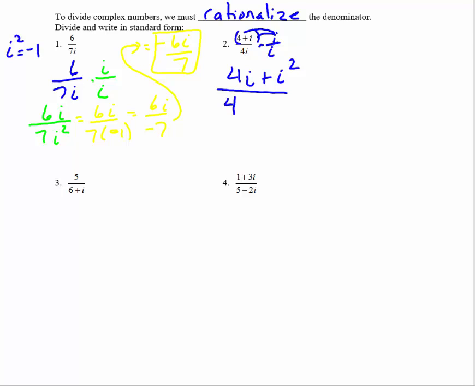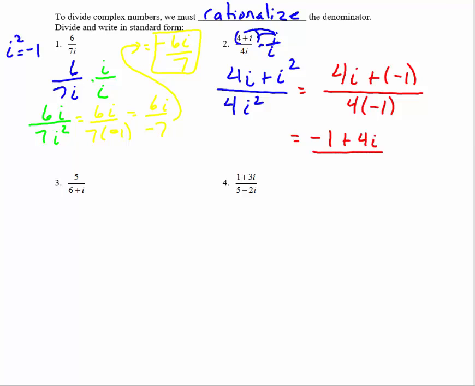On bottom we have the 4, and i times i is i squared. We'll substitute in, since we know what i squared is. i squared is a negative 1. And so we have 4i plus a negative 1, and on the denominator, 4 times a negative 1. So on top, I'm just going to flip those around, so I get a negative 1 plus 4i, and then the denominator, we end up with a negative 4. We're not allowed to leave a negative in the denominator, so when I bring it up, I actually have to change both of those signs. So negative divided by negative is a positive, and then a negative 4i all over positive 4.